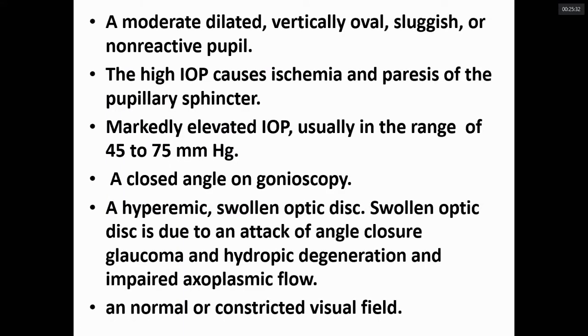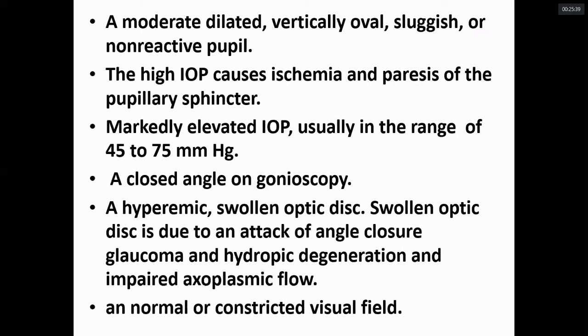So this is a picture. This is the anterior chamber. This is the cornea. The cornea will be hazy, and you will see pigmented KPs in the cornea. The pupil is moderately dilated, vertically oval, sluggish or non-reactive.